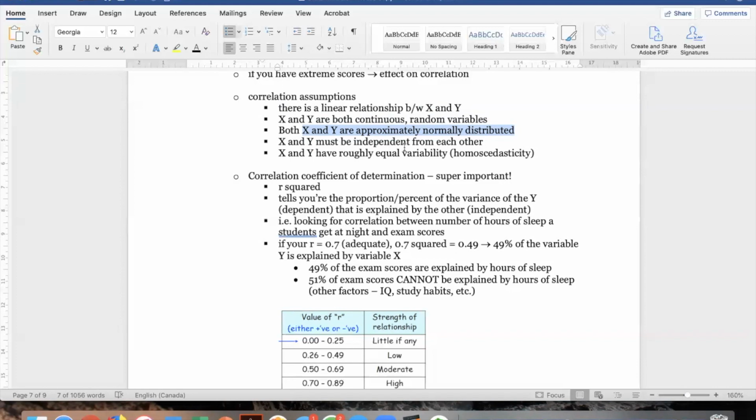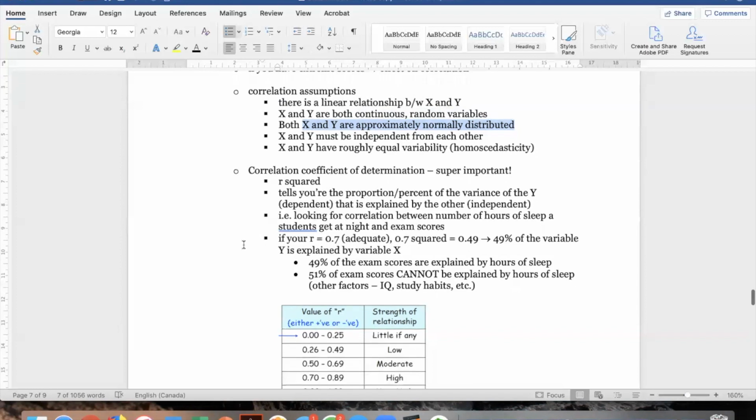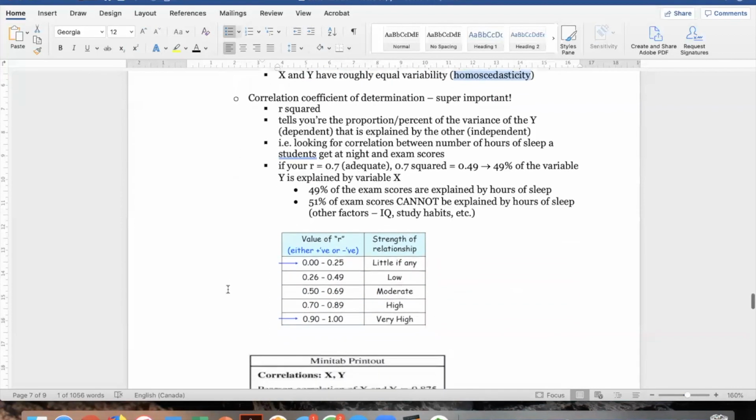X and Y must be independent, sure, and X and Y have roughly equal variability. This won't come up. I don't remember if it comes up in the exam. You don't need to know it for this, but maybe for the exam. Don't worry about it for now.